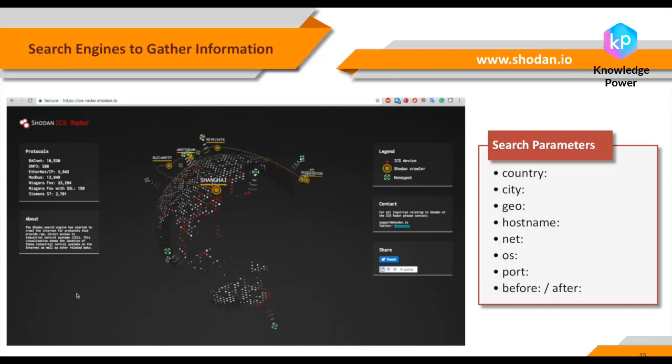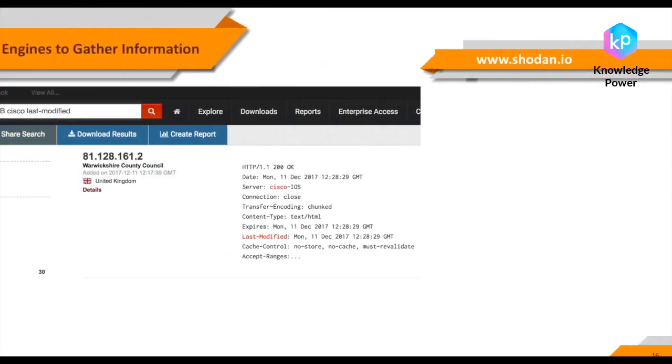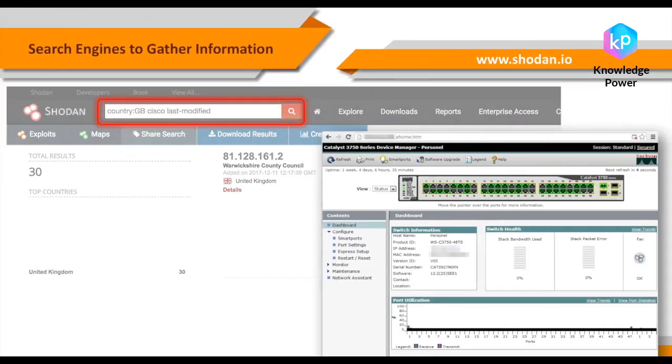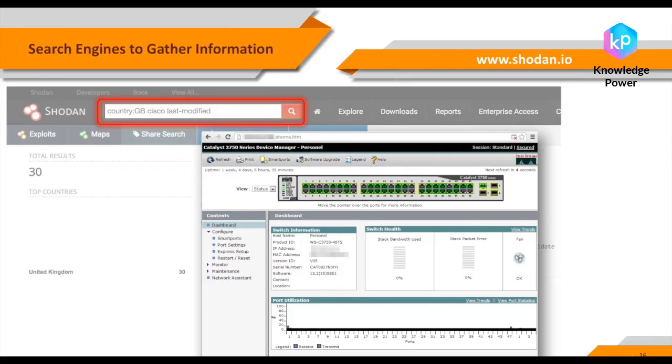OS filters the results according to the operating system. Port searches for specific ports. Before, after filters the results according to the date. Show the results which are before or after the date given. As a plus, you can see the current Shodan scans on ics-radar.shodan.io. Let's try to find out the accessible Cisco device interfaces in Great Britain.